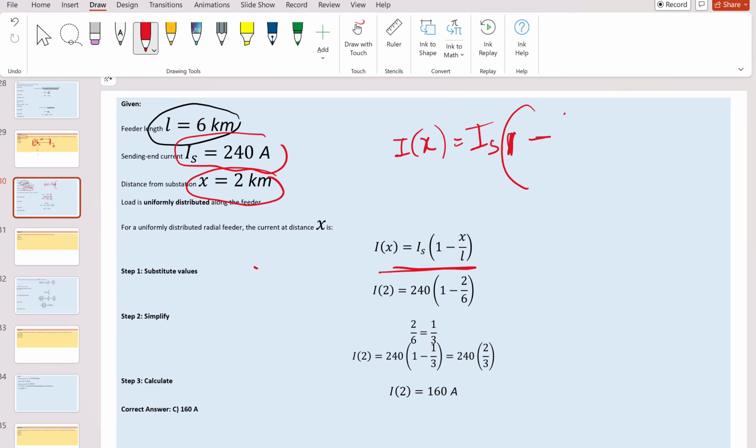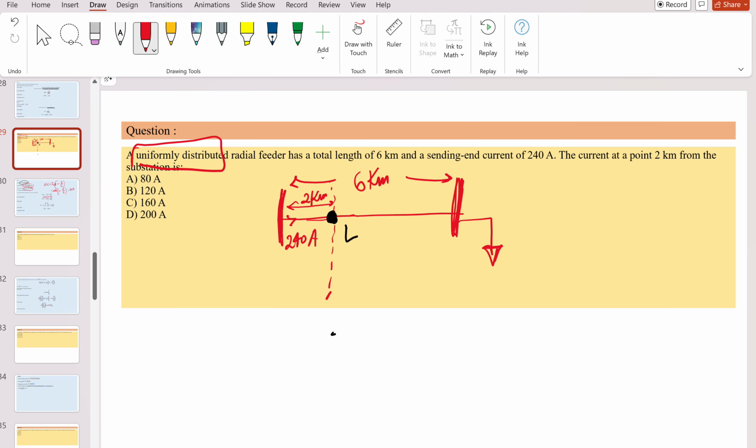multiplied by 1 minus x by L. So through the length the current will drop. Here it will become 240 times 1 minus 2 kilometers divided by 6, which comes out to be 160. Through this you can also see that 240 is for 6 kilometers, no? So what will it be for 2 kilometers?